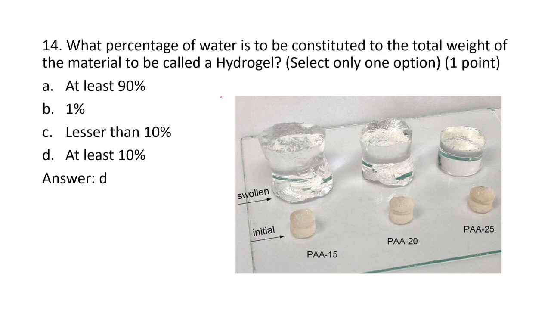So I have given a picture here. Here we can see 3 different hydrogel samples, PAA, polyacrylic acid, 15, 20, 25. These are the different percentages of acrylic acid that is used for cross-linking the polymer. So these are the 3 different hydrogels, and you are able to see the different swelling ratio for these 3 hydrogels. So what is the correlation between different polyacrylic acid percentage and their swelling ratio?